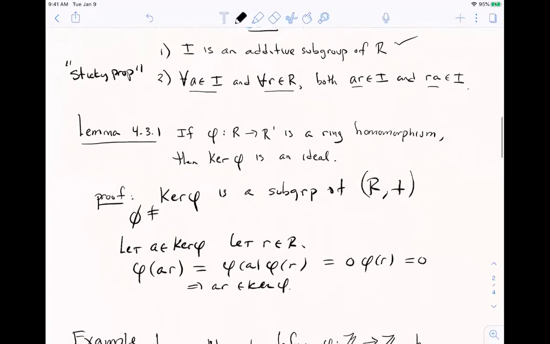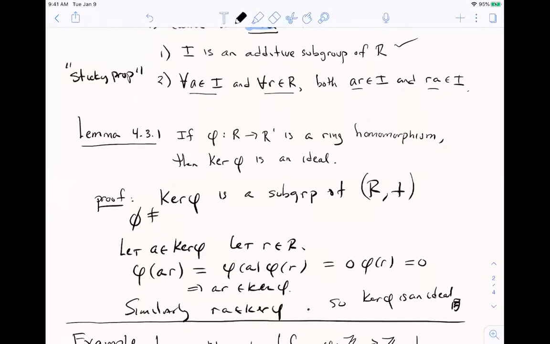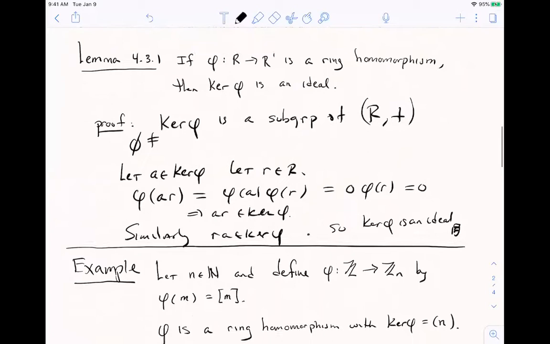I'm going to run out of room, so I'm going to leave it to you. Similarly, I hope you'll show that ra is also in the kernel of phi. So the kernel of phi is an ideal. It's a subgroup with the sticky property. Good. All right. I have to learn how to plan my spacing a little bit better. I don't know why I'm so worried about saving all of this electronic paper. I should just space things out as far as I can.